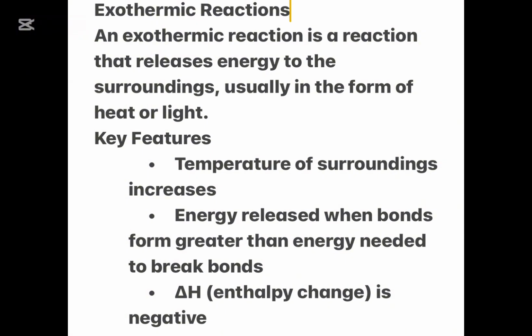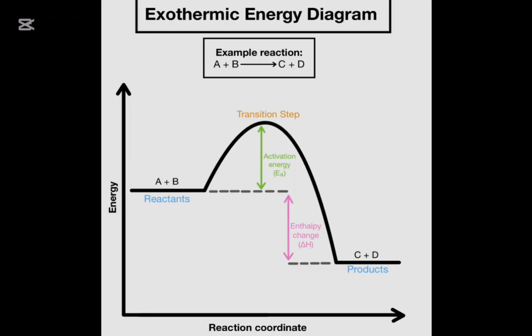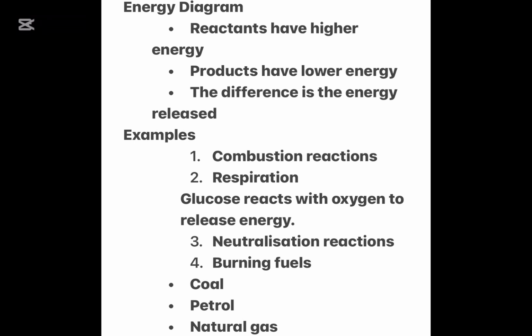Now here is a diagram representing the exothermic reaction, and these are the things you must know about the diagram. The reactants have a higher energy while the products have a lower energy. If you go to the diagram, you can see that the reactant is at the top while the product is below. That's one thing you need to know. Also, the difference is the energy released between them. Examples of exothermic reactions include combustion reactions, respiration, neutralization reactions, and burning fuels such as coal, petrol, or natural gas. All of these are exothermic reactions.